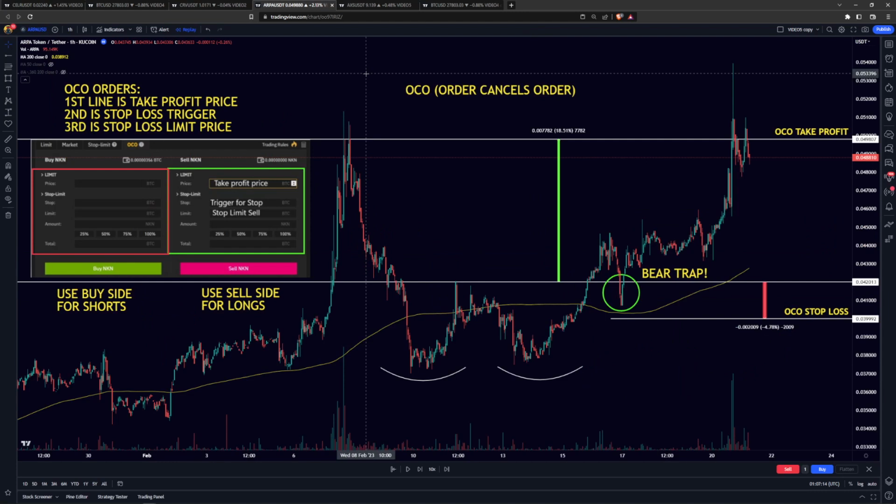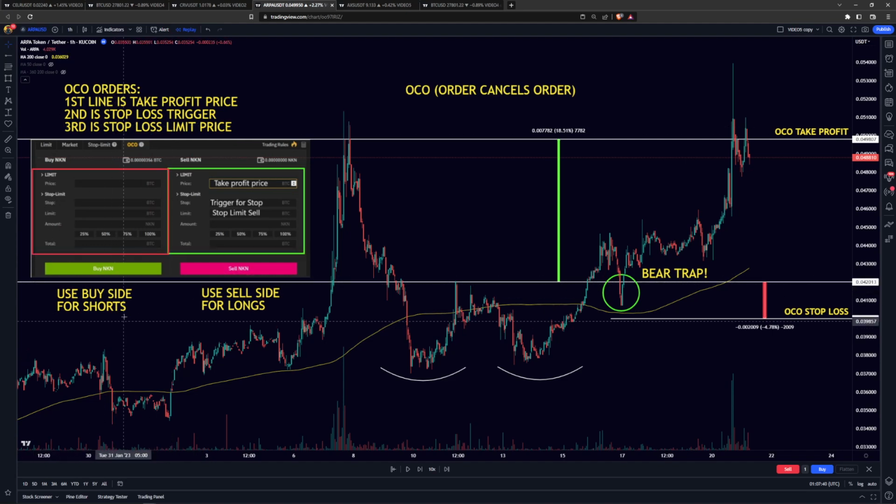Next trade we're looking at is for ARPA. For this one, we're using OCO orders. OCO stands for order cancels order, or one cancels other, depending on which definition you find online. An OCO order essentially will stop you out of the trade in profit, or it'll stop you out of the trade at a loss with a stop loss. So it's two execution prices in one trade order.